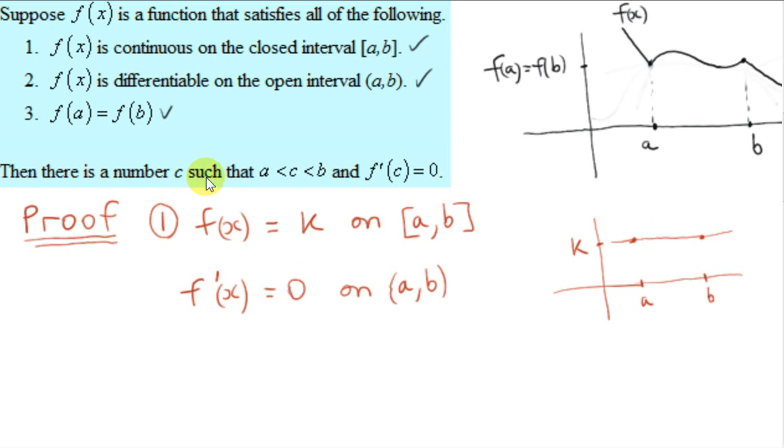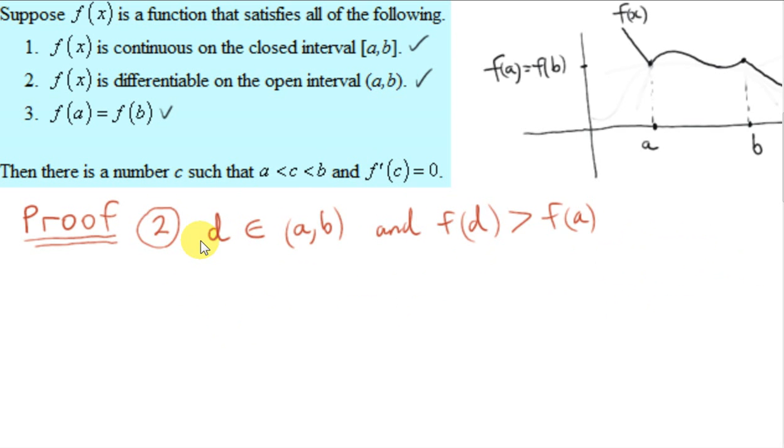So we want to prove that there is a number c between a and b in the open interval a b such that f prime of c equals 0. Well, it's clear that we can take any number between a and b. Now let's consider a function where there is a number d in the open interval a b such that f of d is greater than f of a.